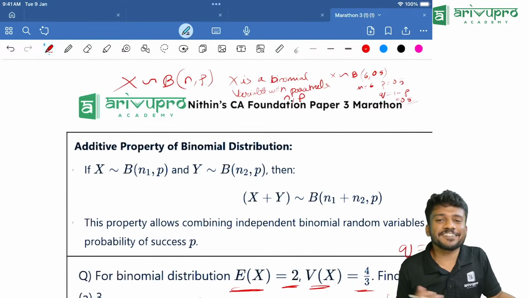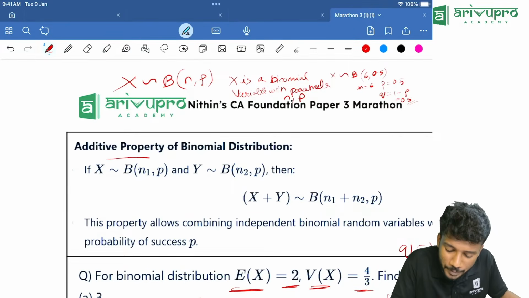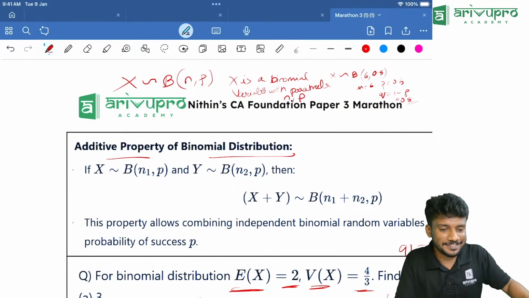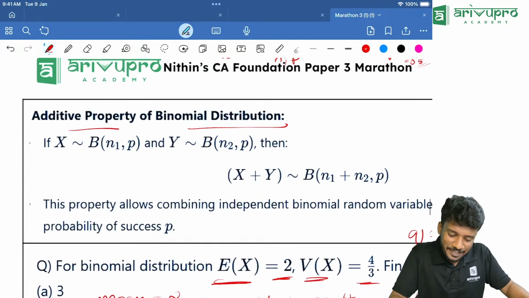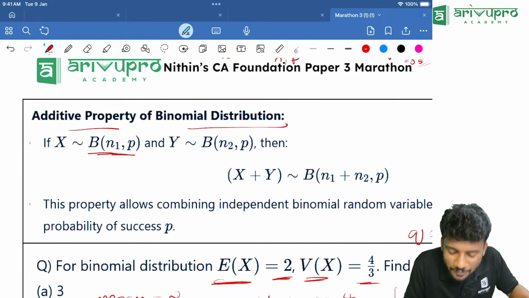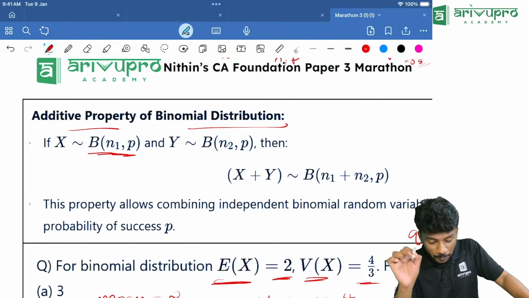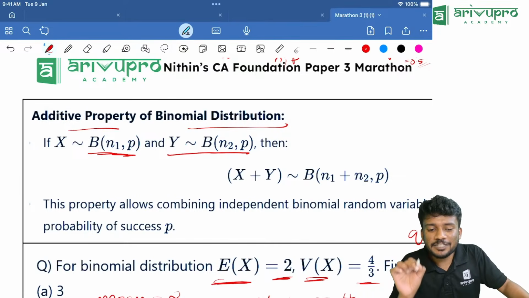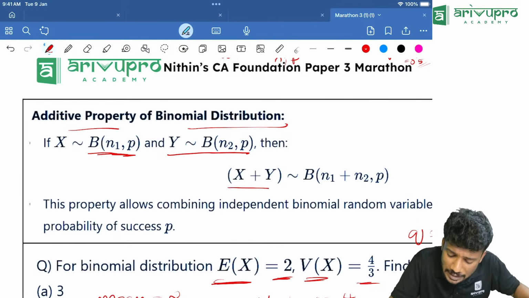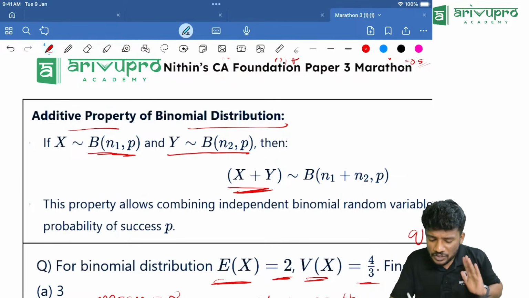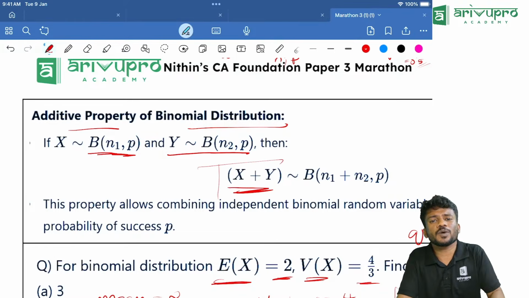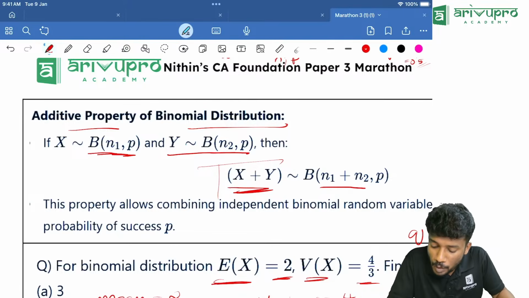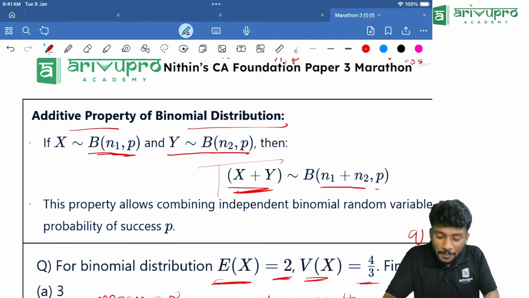Now we will look into the additive property of binomial distribution. X is a binomial variate with parameters n1 and p. Y is a binomial variate with parameters n2 and p. Then X plus Y, we are adding the variables. Their additive property is what? X plus Y is a binomial variate with parameters n1 plus n2 and p. The probability should be the same.